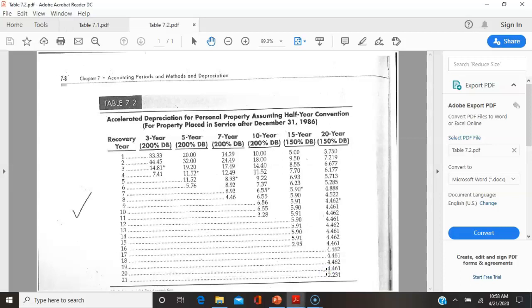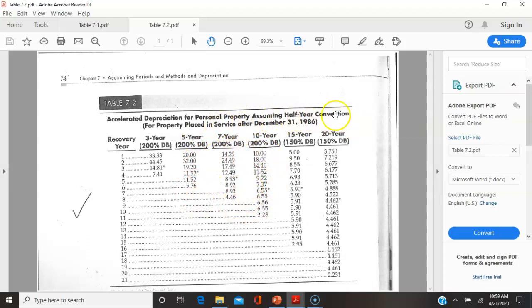Here is table 7.2, which is also posted on D2L. What you do first of all is look at the title and make sure it's the one you want: accelerated depreciation for personal property. What does personal property mean? Real property is land and buildings. Personal property is anything else. Any other kind of asset that the business owns would be called personal property: furniture, computers, equipment, whatever. So this is accelerated depreciation for personal property, and we would not use this table for buildings.